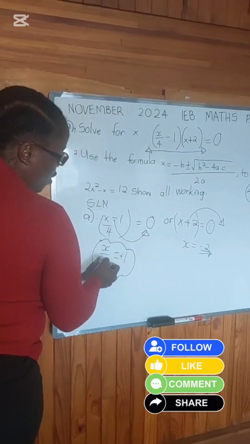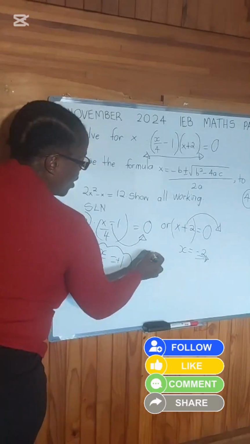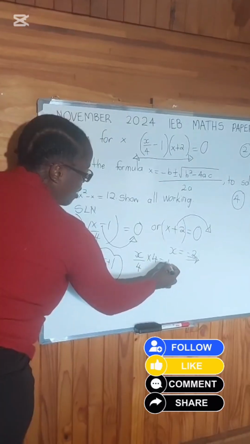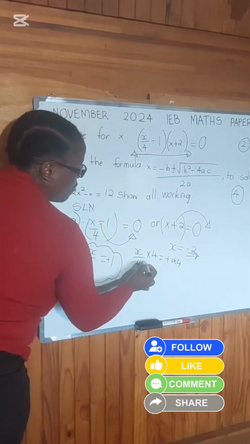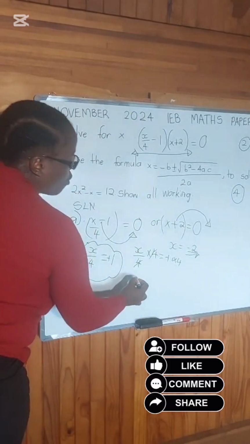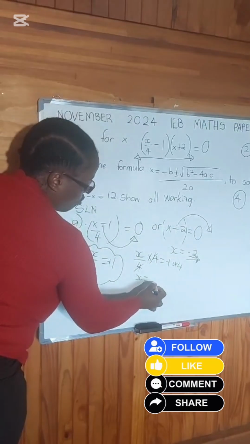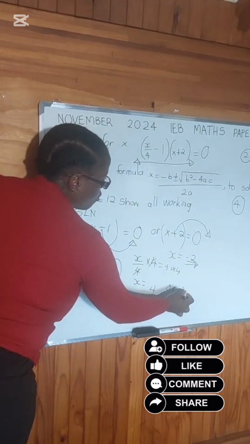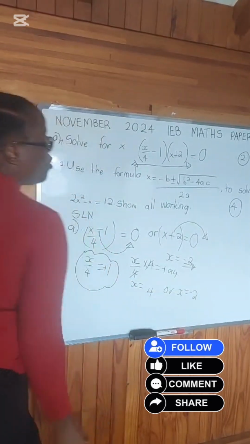We now need to focus on this one. And we are going to multiply by 4 both sides because we have a denominator of 4. So we end up having x is equal to 4, or x is equal to negative 2, for 2 marks.